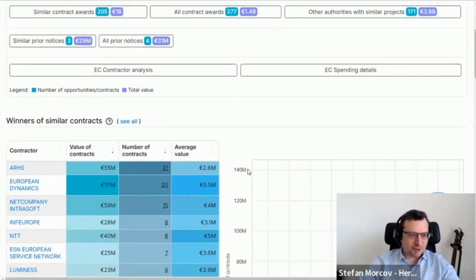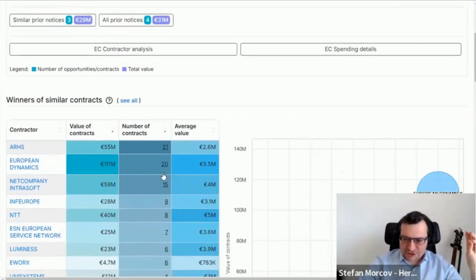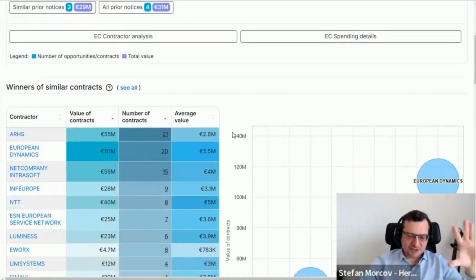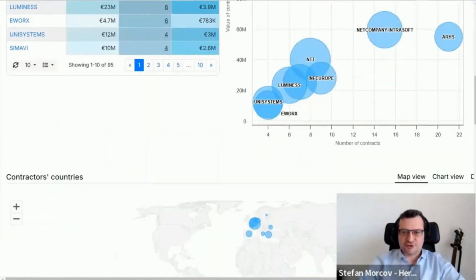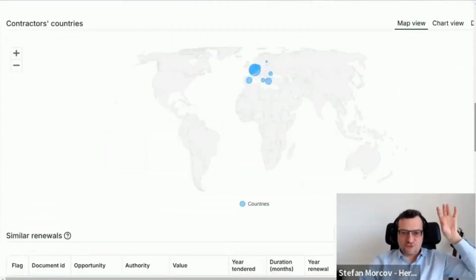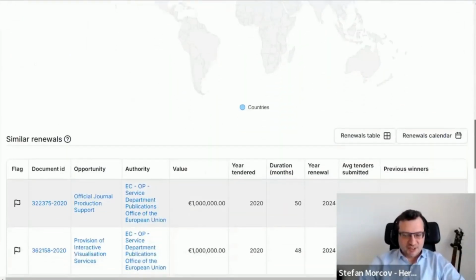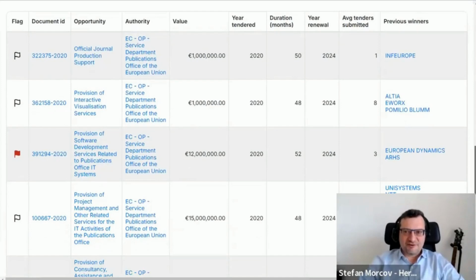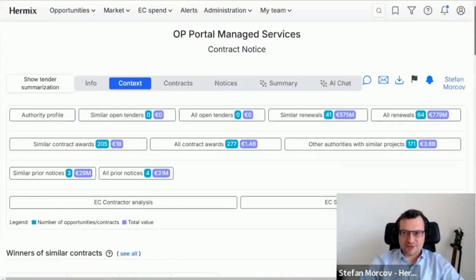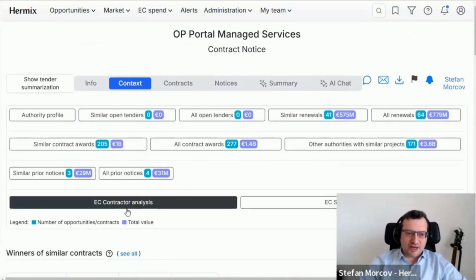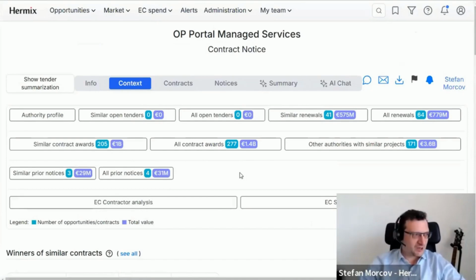I already talked about all this. I can go to winners of similar contracts. This is relevant to this tender, the geographic regions of suppliers for this particular tender. And the list of relevant previous projects for this particular tender. I can even go for the European Commission to look at the analysis of spending payments for specific contracts from the DG Budget's financial accounting records.